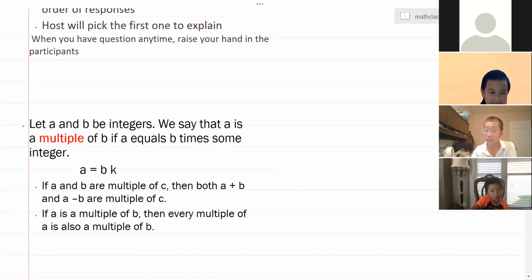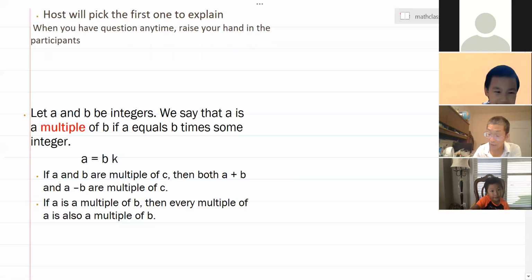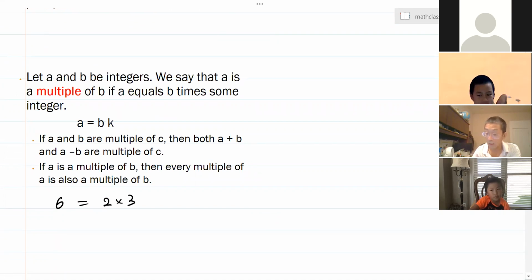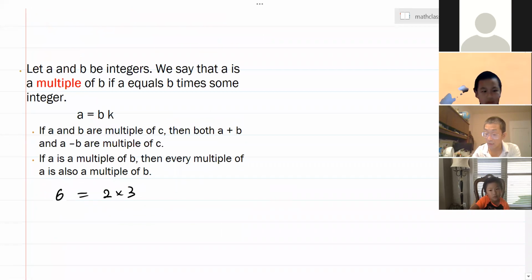Let me give you an example. For example, 6 is written as 2 times 3. Then we can say that 6 is a multiple of 2. But you can also say that 6 is a multiple of 3. That's just the definition. So there are two important properties here.